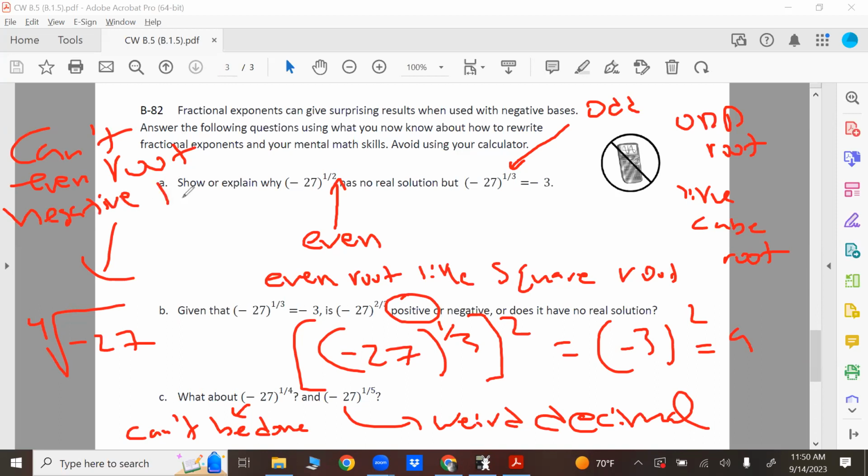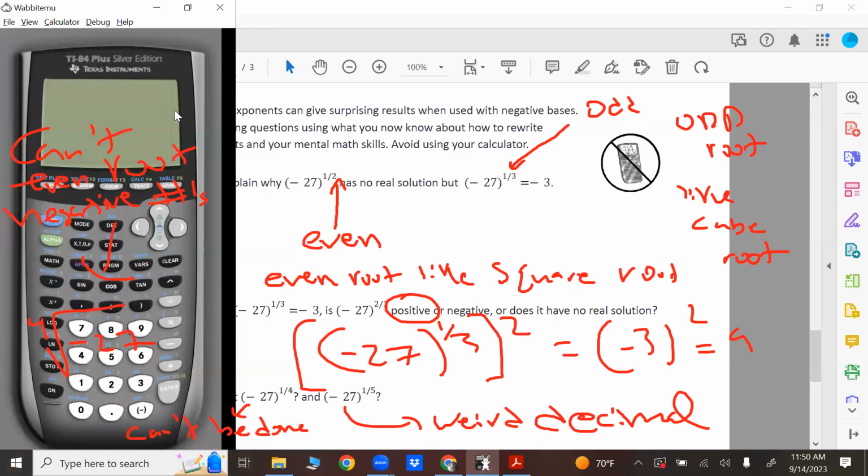negative numbers. Now, later on, I don't know if we'll do it this year or maybe in pre-calculus, you will learn that you actually could even root negative numbers, but you put something called an imaginary number. We're not going to talk about that now. We'll talk about that down the road. But it won't be real, put it this way.